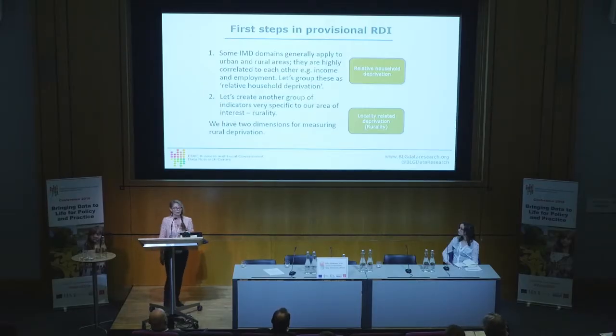So one of the first steps in creating our RDI, what we decided to do is group the indicators we hope to put in using theoretical dimensions of deprivation. While the IMD has seven domains, we looked at what we felt underlay these domains and how the indicators within them might be grouped. Our first domain is relative household deprivation. So these are all the indicators that remain relatively stable across the different classifications. They're highly correlated to each other. For example, income and employment, extremely, I think the correlation coefficient is 0.9. So changing one of these, or the relative weighting of one of these to the other, is not likely to make a huge difference to the final outcome.